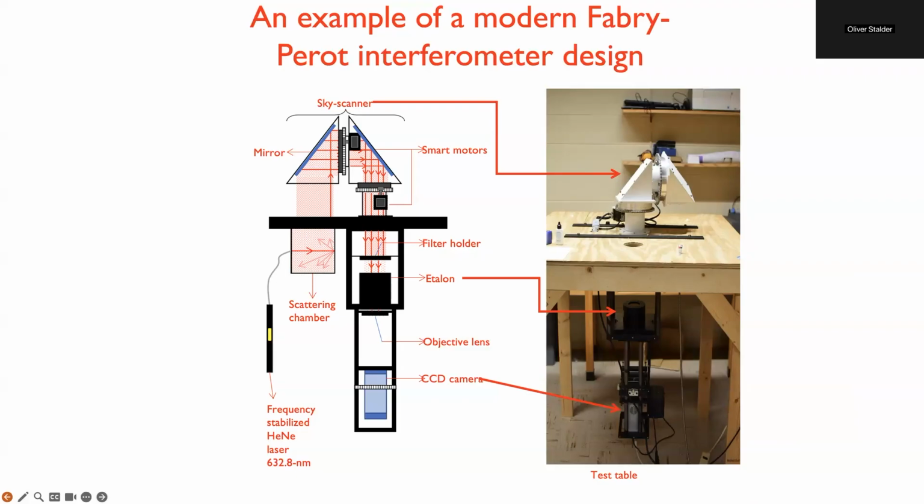Then the light passes through the etalon chamber, where multiple interference is taking place. And then it's focused by the objective lens onto the front surface of the digital camera, and that produces the ring pattern that's associated with the Fabry-Pérot interference pattern.